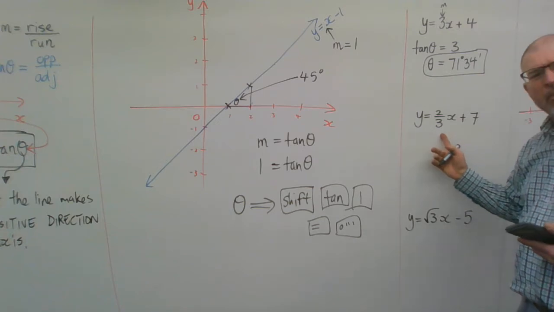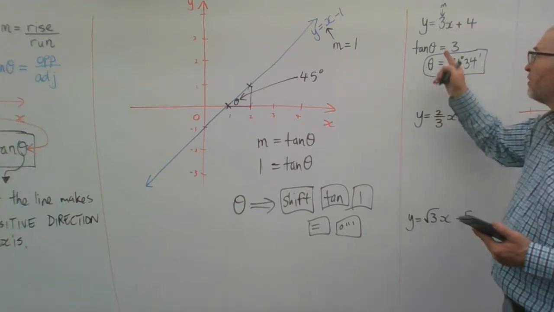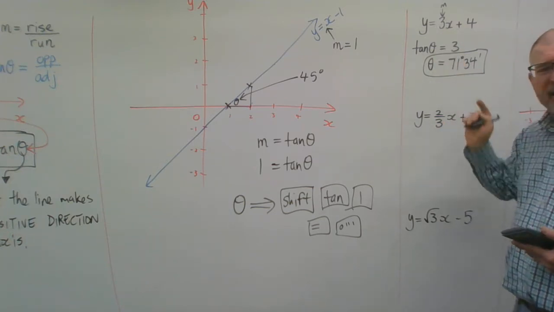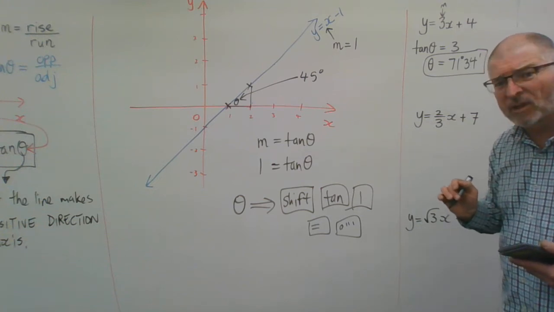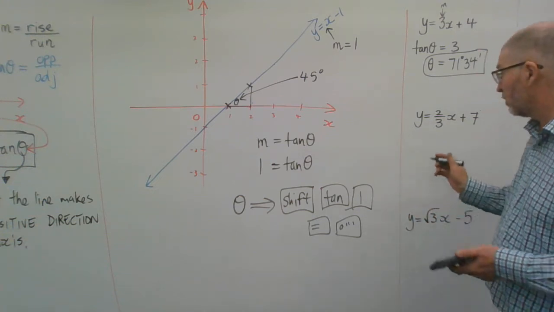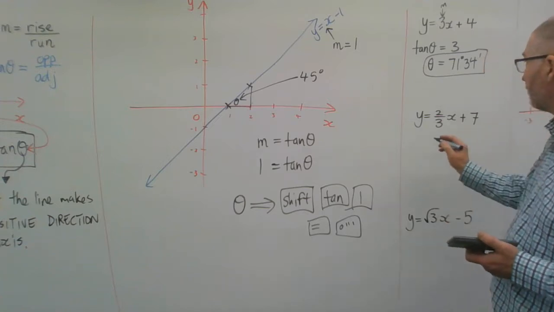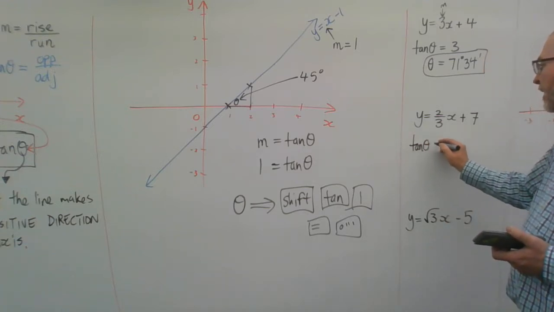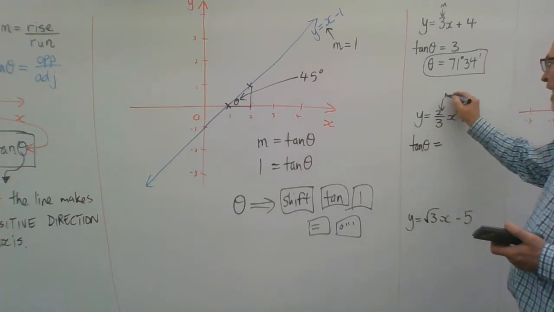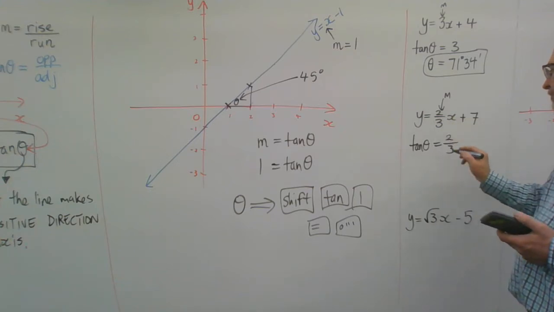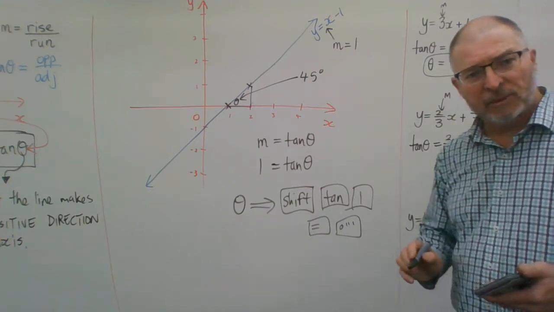This one's got a smaller gradient, 2/3 compared with 3. So it won't be 71 degrees, will it? No, maybe 20 degrees. Let's have a look. Let's work out what the angle would be. Tan theta is equal to m. Now there's our m, 2/3.